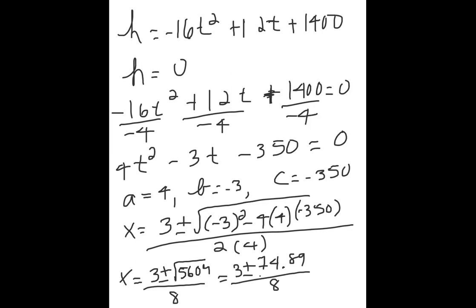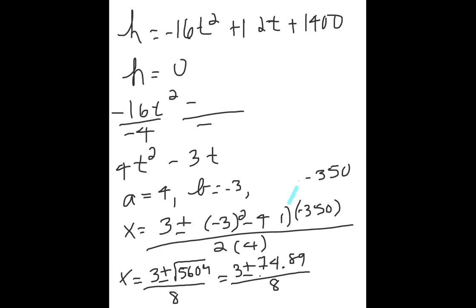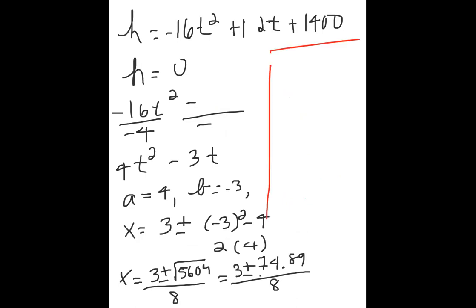Now, guys, once again, because I'm working with time, it cannot be a negative value. It needs to be a positive value. So I want to make sure I grab the part of the equation that's going to produce a positive value, and that is the sum. I'm erasing some of this so I can have space. So the part that I want is x equals 3 plus 74.89 over 8. That is what's going to produce the positive value for time. I really don't need the rest of it.